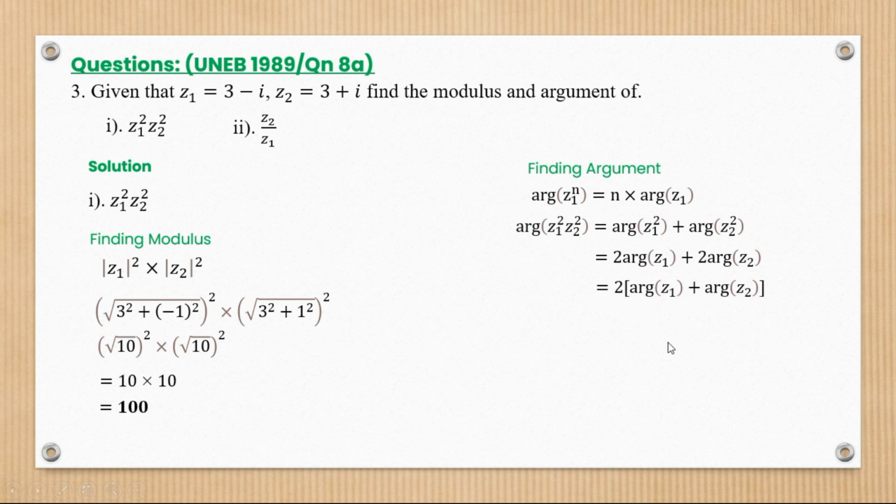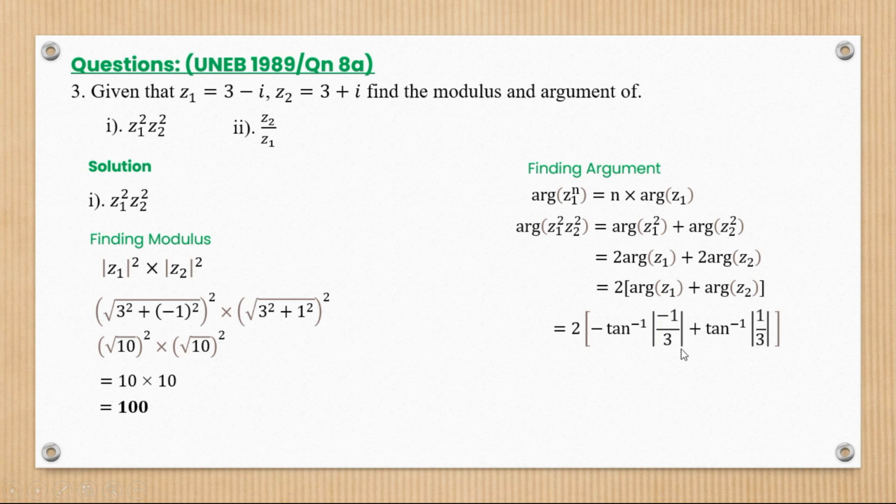So the 2 can be factorized out, so we end up having that. So inside there we know that the argument of z1, so when we look at z1, here we're dealing with a negative in the imaginary and then a positive in the real. So basically this is the fourth quadrant. So in the fourth quadrant we deal with a clockwise revolution. So that means we're going to have a negative on the tan, so it's negative tan inverse of, then we have a negative 1 over 3.